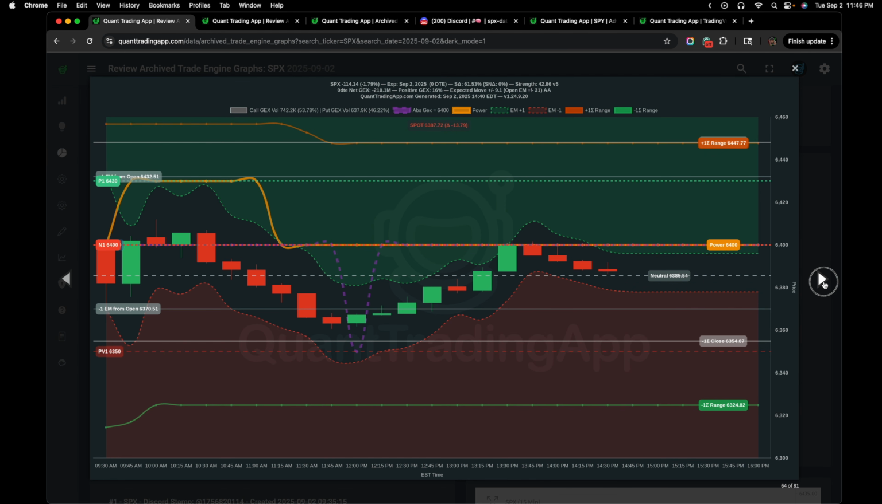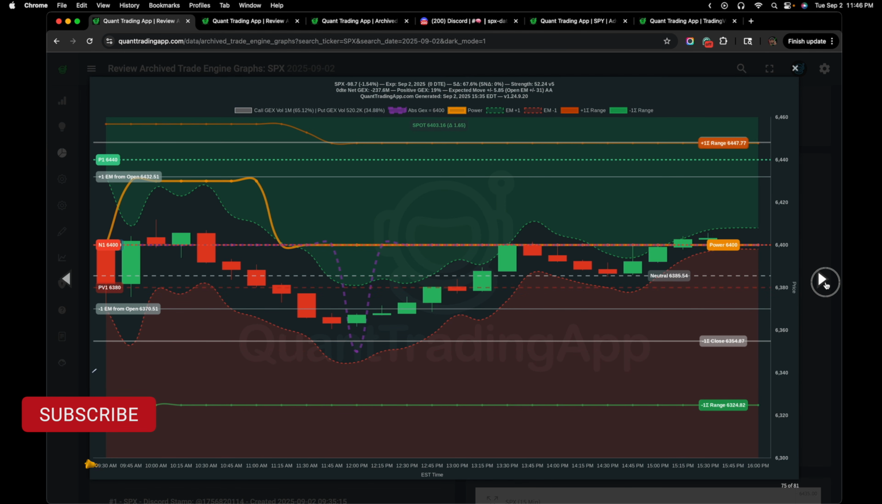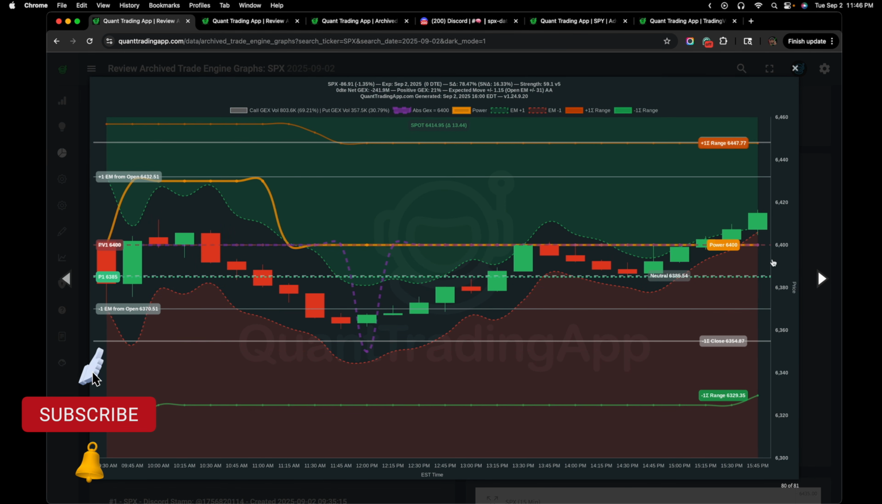It stayed there. So that's something that you can use as an edge as a trader, as it will generally act as a magnet for price, especially when the Quant Trading App power strike is lining up with it. When these two latch onto each other and you see that they're barely moving, that can be an edge.